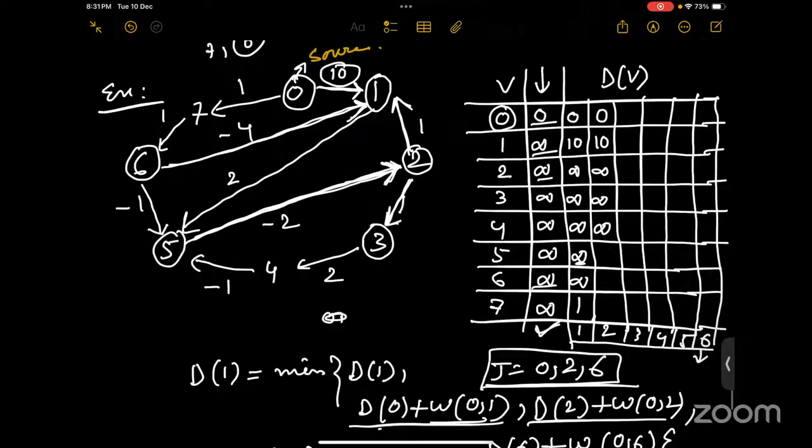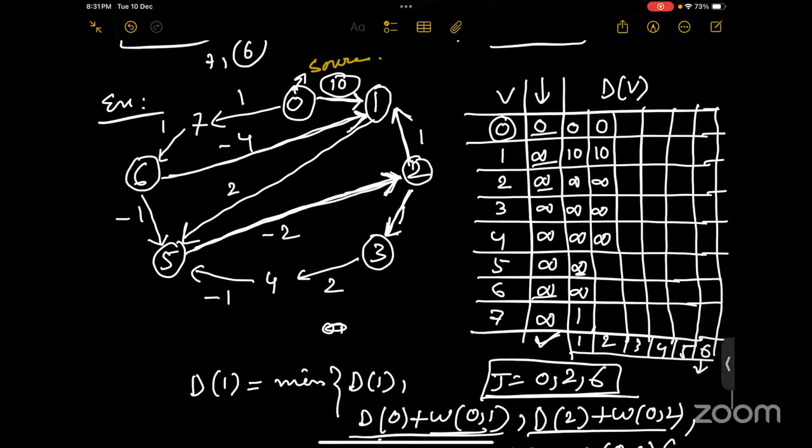for 5, just use the definition. We have incoming edges to 5 from 1, and we know the weight of 1, I mean the distance of 1, right? So what will be the 12, right? Correct. Ma'am, how is it 12? Could you explain?